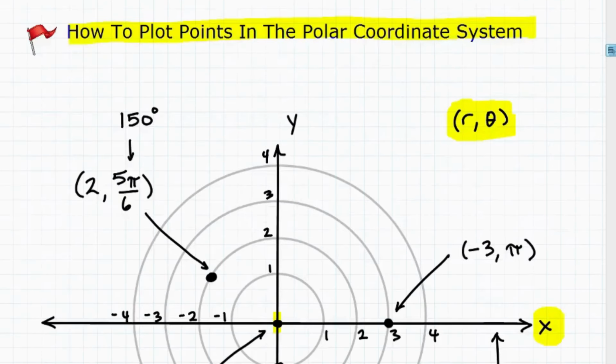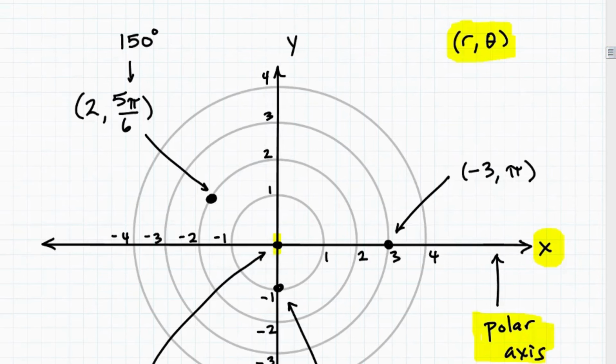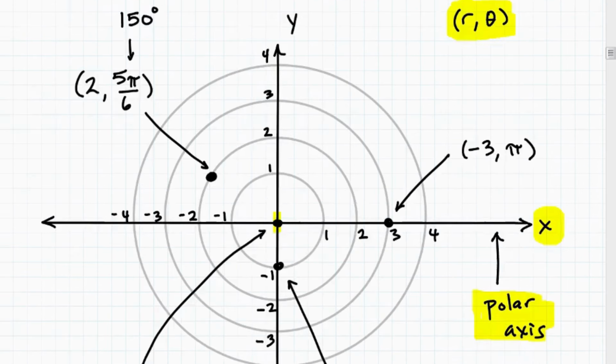Okay, so let's start off with some easy coordinates. Let's just focus on what I'm doing here one at a time, and of course you can pause the video and take your notes. So let's look at this point right here. That point is at 2, 5 pi over 6, and I'm using radians here. Remember, it's always the radius, and then the angle. The angle could be in degrees or radians. So 5 pi over 6 is equivalent to 150 degrees.